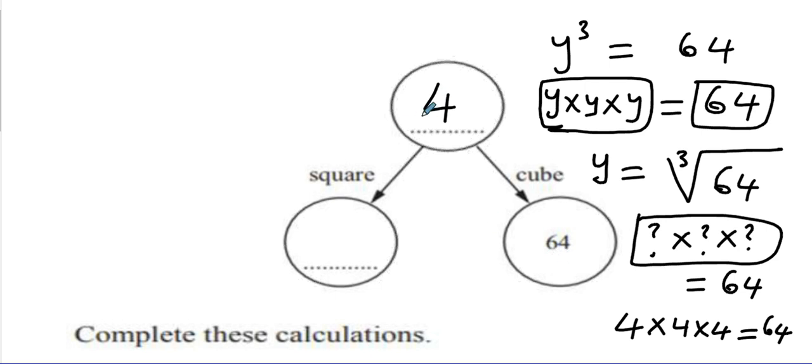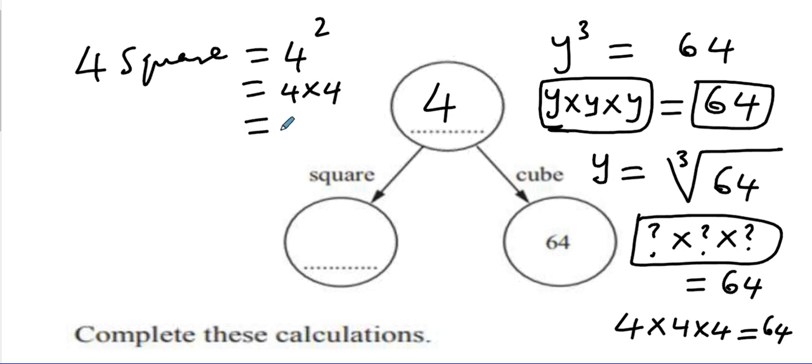Now, how about 4 squared? 4 squared means 4 to the power of 2, and this means 4 times 4. And what is 4 times 4? That equals 16. So the answer here is 4 squared equals 16.